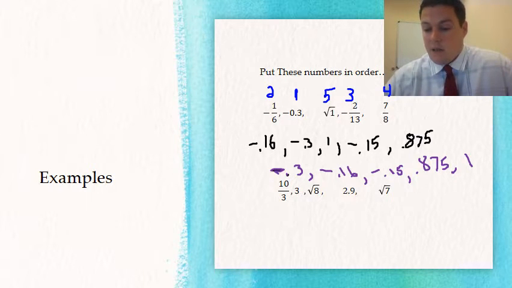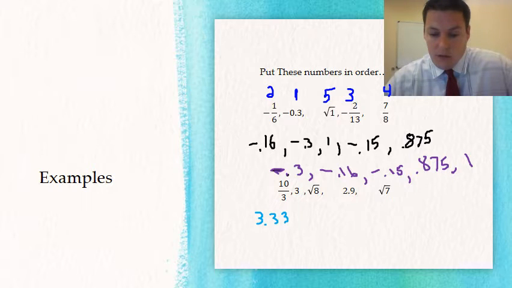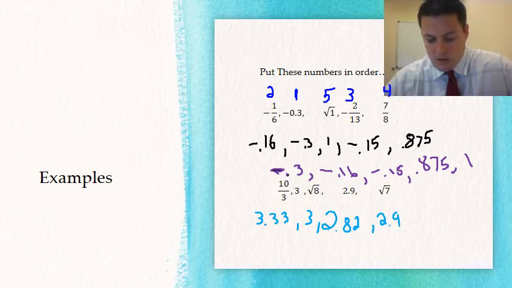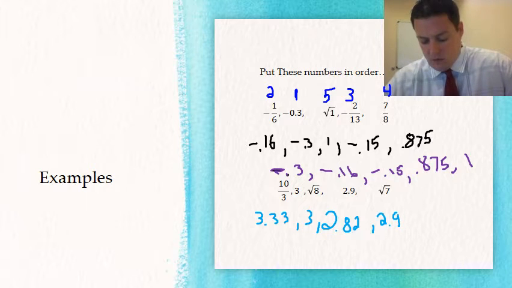Down here, again, we're going to convert these into decimals. The first one I have 10/3, which is 3.33, then I have 3, then I have the square root of 8, which is 2.82. I have 2.9, and then I have the square root of 7, which is 2.64.